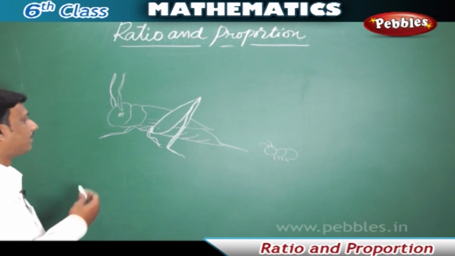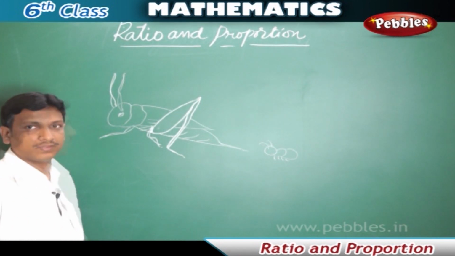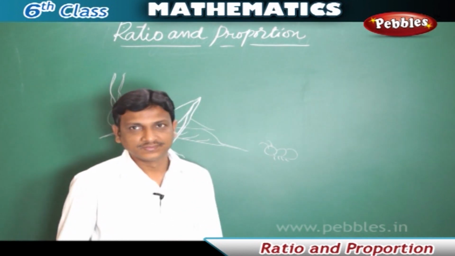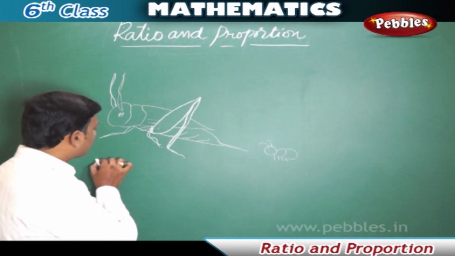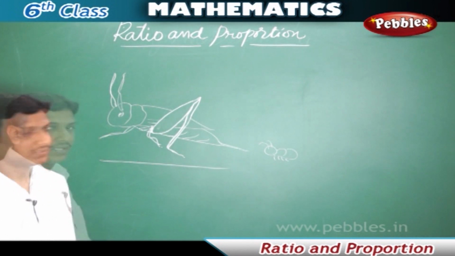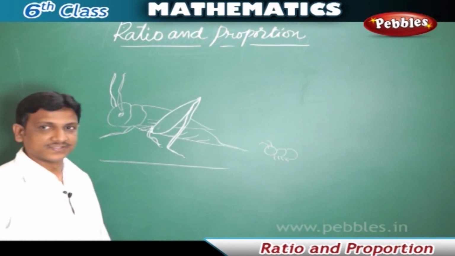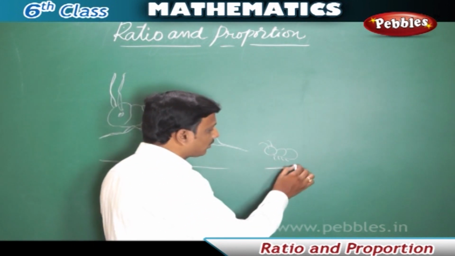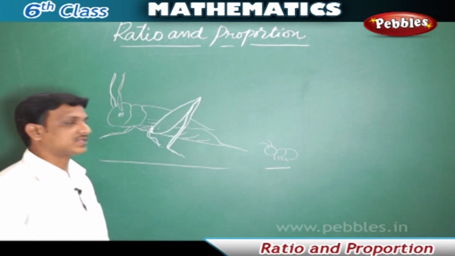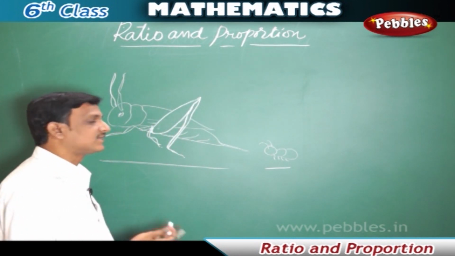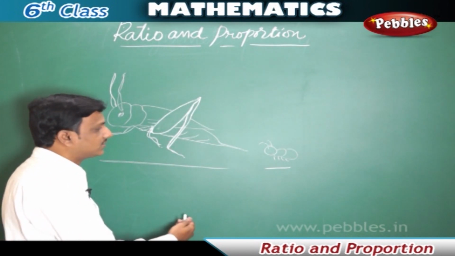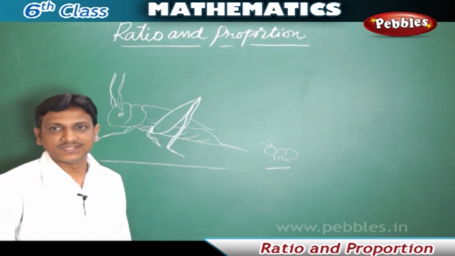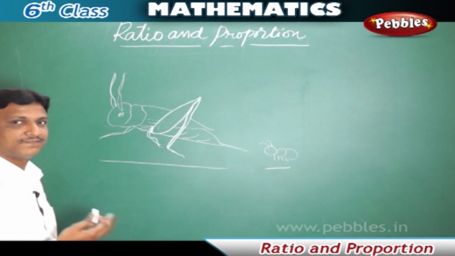Let us understand this comparison with the help of an example. Here is a grasshopper and an ant. Now, how do we compare both of their sizes? The length of the grasshopper will be in centimeters. It may be around some 4 to 5 centimeters. Whereas, if you see the length of an ant, it will be around some millimeters. So here the units are different. It is not correct to compare a grasshopper which is in centimeters to the length of an ant which is in millimeters. So in this case, we can compare in a different way.